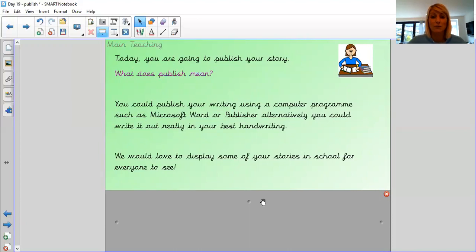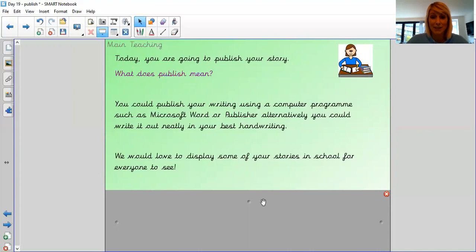So different options for publishing your work today, and it would be nice to see different examples of how people have published their work. Some of you might prefer to just practice your handwriting to write your story out really neatly with all of the improvements in. So it's up to you how you publish your work today. We would love to display some of your stories in school for everyone to see.